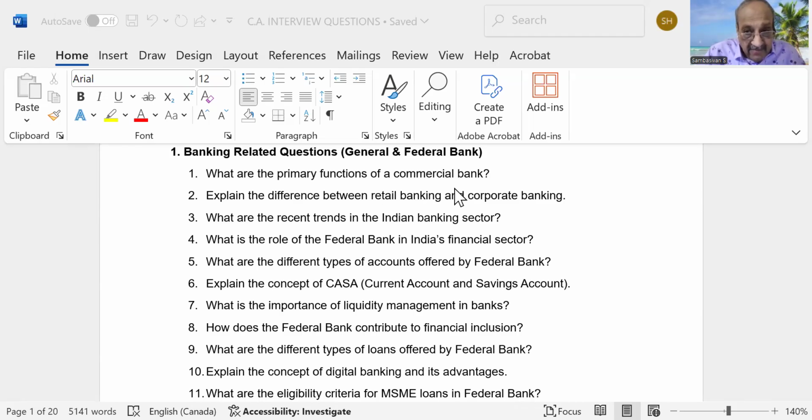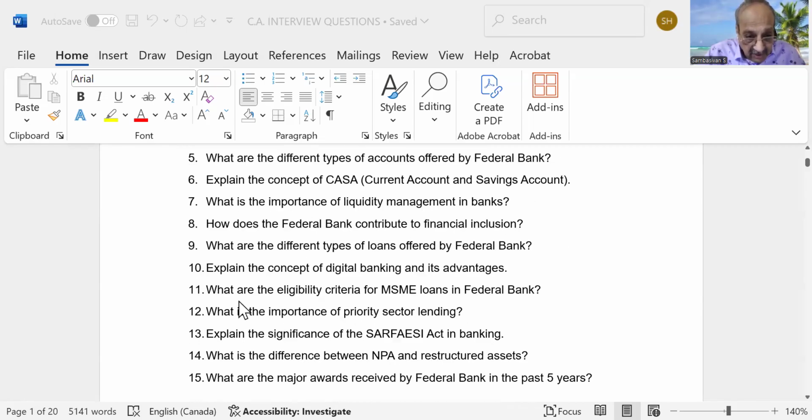What are the primary functions of a commercial bank? Explain the difference between retail banking and corporate banking. What are the recent trends in the Indian banking sector? I'm just covering a few questions.